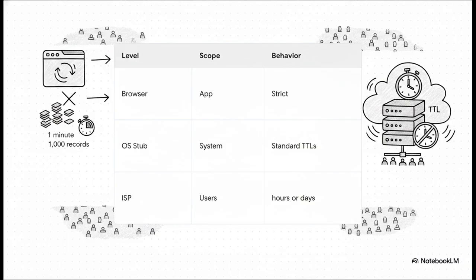These hidden layers of caching actually operate very differently depending on where you sit in the network. At the browser level, applications have their own incredibly strict rules. Chrome, for example, caches up to 1,000 records for just 1 minute. Just beneath that, your operating system's stub resolver intercepts queries system-wide for all your local apps, and it generally follows standard TTLs. But out on the network, at the ISP or edge level, those servers are managing queries for thousands of users.